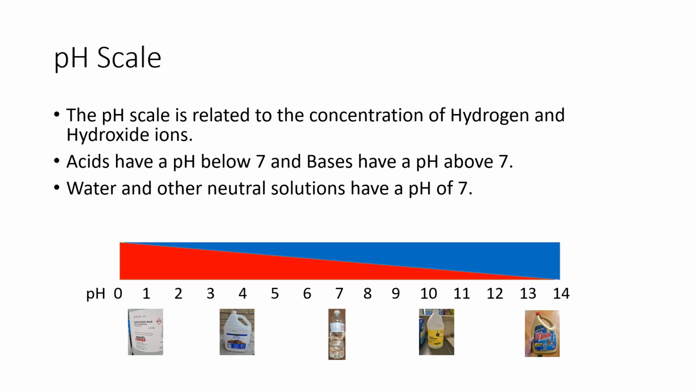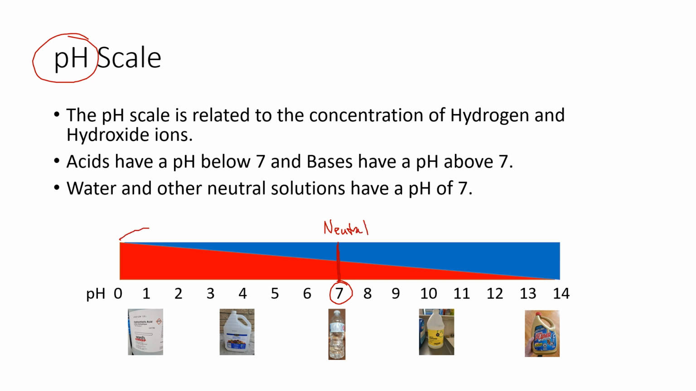Now, in order to compare the concentration of hydrogen ions or hydroxide ions in an acid or base, we're going to use what's called the pH scale. So the pH scale is related to the concentration of hydrogen ions, and you're probably familiar with the idea that at the center of the pH scale is this number 7, which corresponds to neutral or pure water.